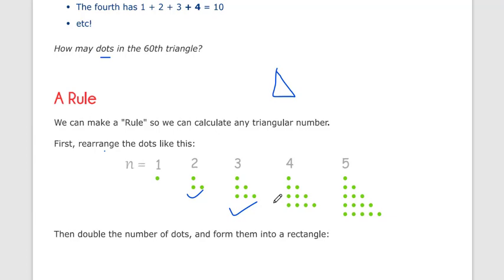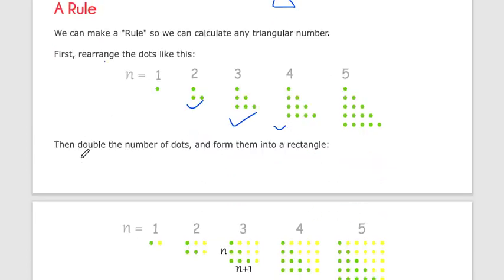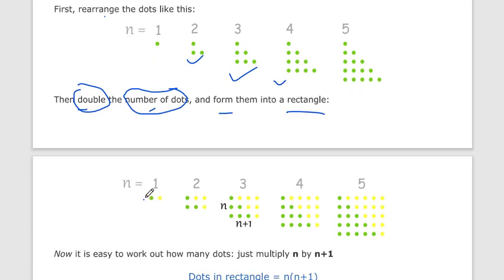Okay, so now we have to convert all the terms into right angle triangles. Now double the number of dots and form them into a rectangle. We have to make this right angle triangle into rectangle form by adding the number of dots, doubling the number of dots. In the first term we have 1, so we add one. Here in the second term we have 3 dots, so we have to add 3 dots.